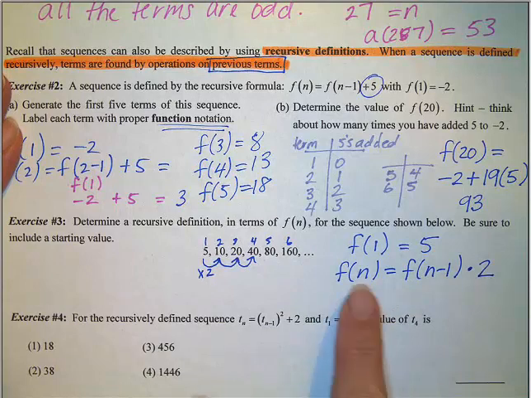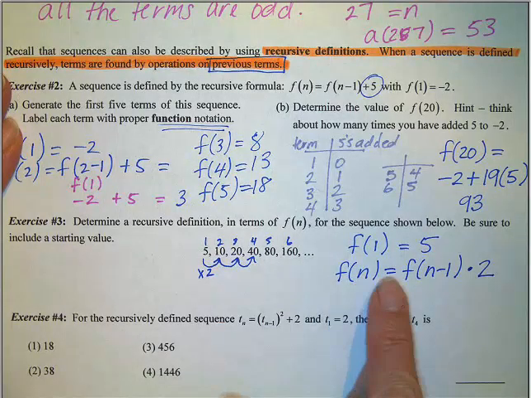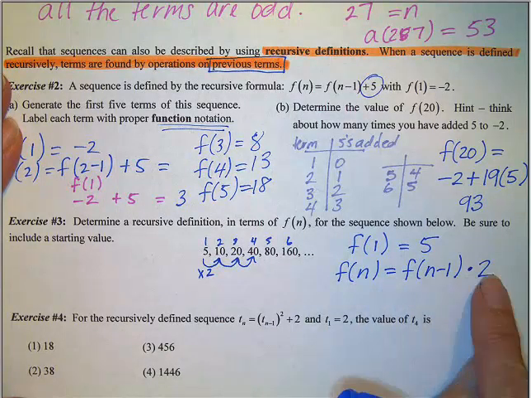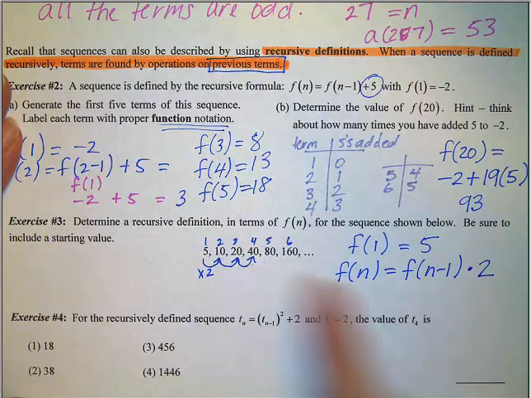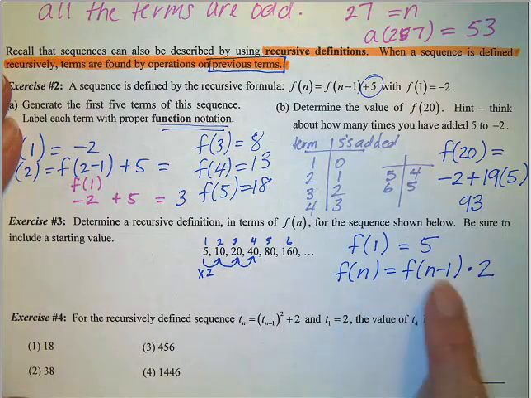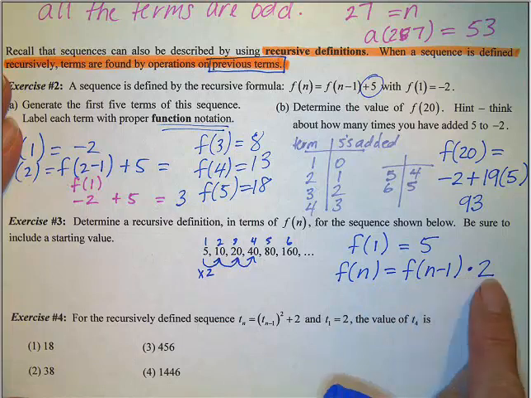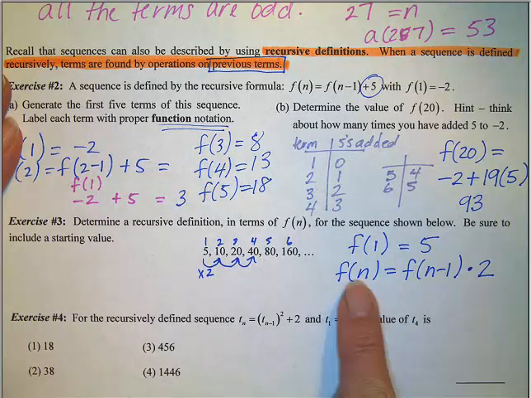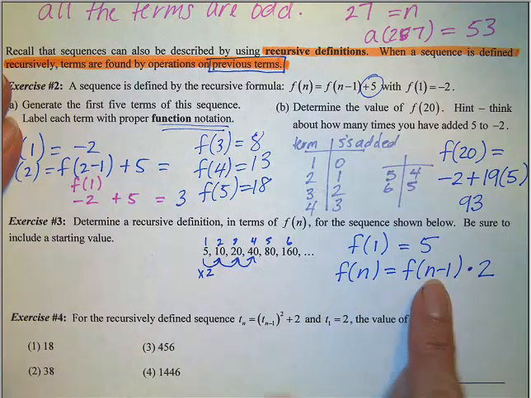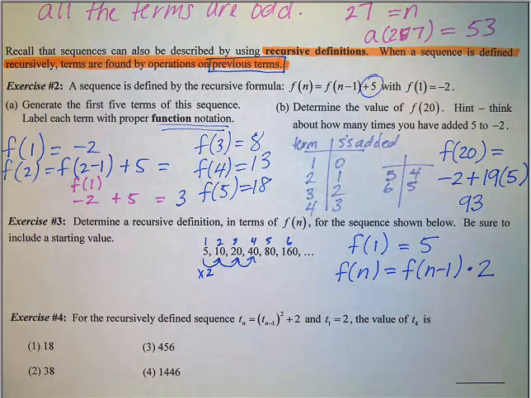So if I need the second term, it equals the first term times 2. If I need the fourth term, it equals the third term times 2. If I need the 100th term, it equals the 99th term times 2. Not a very efficient formula. So go ahead and pause the video and try example 4.